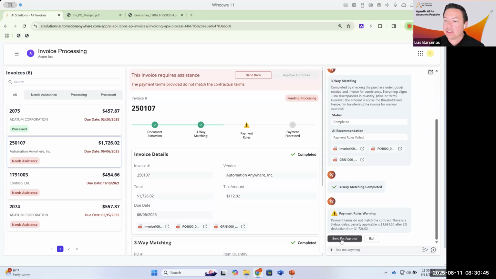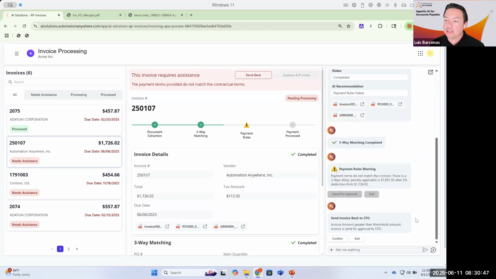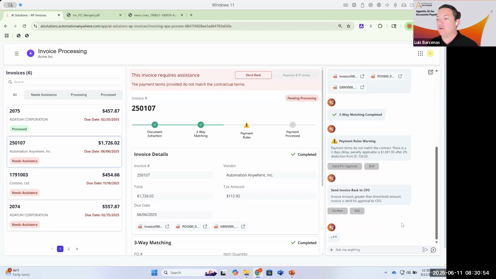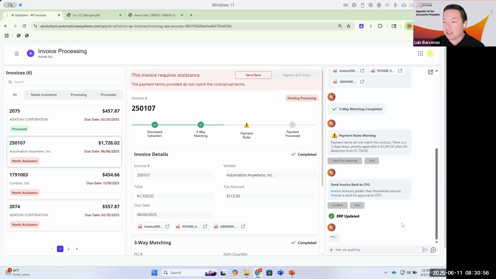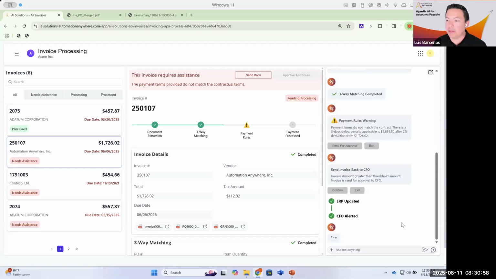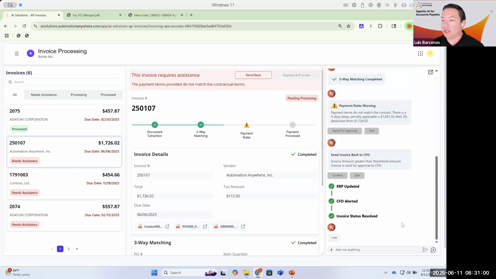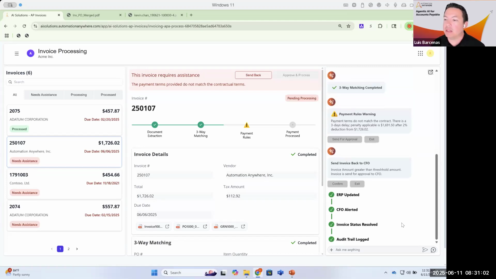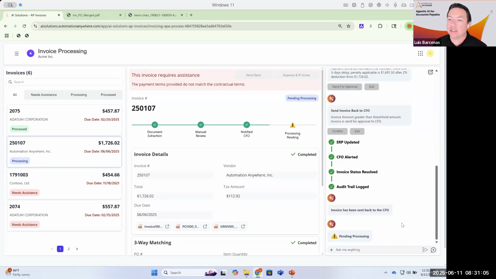In this case, if I click this action to send for approval, the system is going to notify the person in charge, the decision maker, which in this case is the CFO. And again, the system will basically update the ERP in the background, send a personalized communication to the CFO via email, and categorize this entire transaction as pending processing, okay? So all of this exception handling can now be done a lot easier thanks to this AI assistant and thanks to this new way of interacting with the technology.